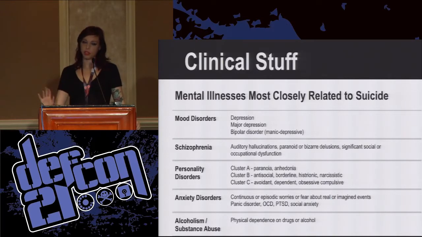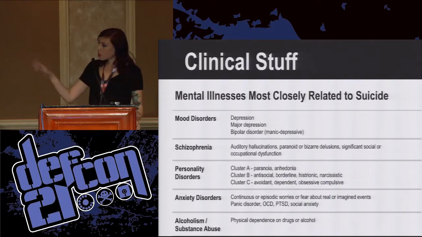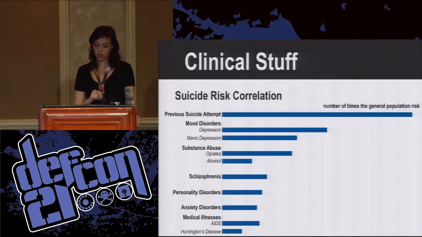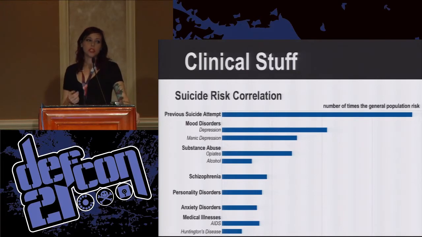So if death is your end game, then harm reduction doesn't work. We won't really go into these guys too much, but most importantly, just pay attention to the mood disorders at the top. They're the most common. If you look at the general population risk, this outlines the number of times the general population risk, if you are classified within one of these other mental health groups, that your likelihood of death by suicide increases. Obviously a previous suicide attempt is off the charts, but also depression, manic depression, all of these are heavily indicated.